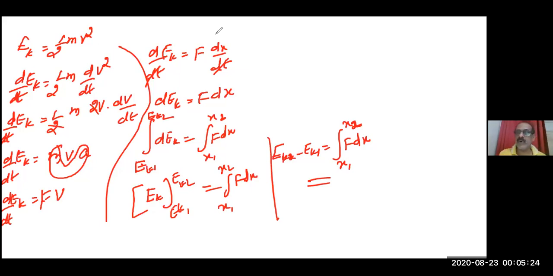This is the work done for variable force. But the first one is more important. It does not mean the other will not come, you have to study it. But the first one, you should not ignore at any cost.